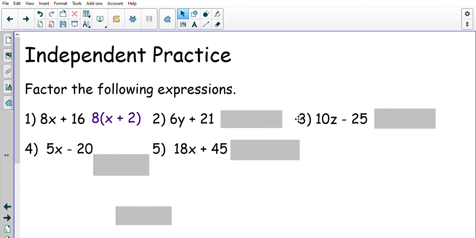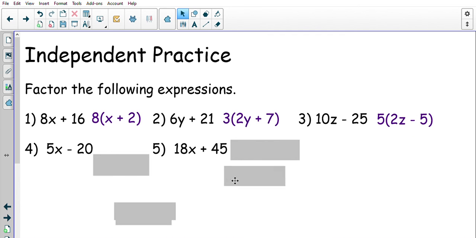Number 2, the GCF here is 3. 3 times 2y gets you 6y. 3 times 7 is 21. So it's 3 and then in parentheses 2y plus 7. Number 3, your GCF is 5. 5 goes outside the parentheses. 2z is inside the parentheses minus 5. 5 times 2z is 10z. 5 times 5 is 25.